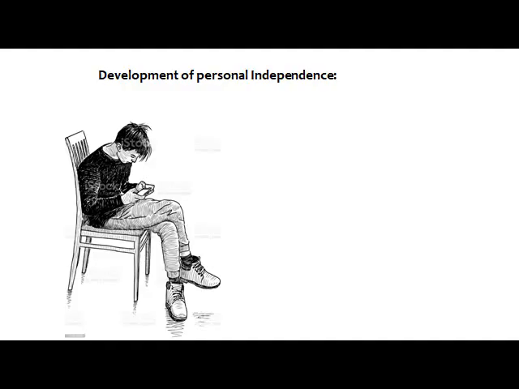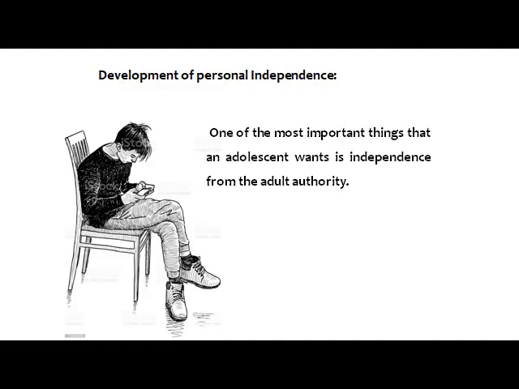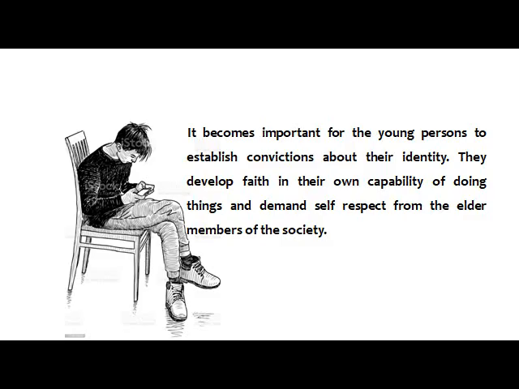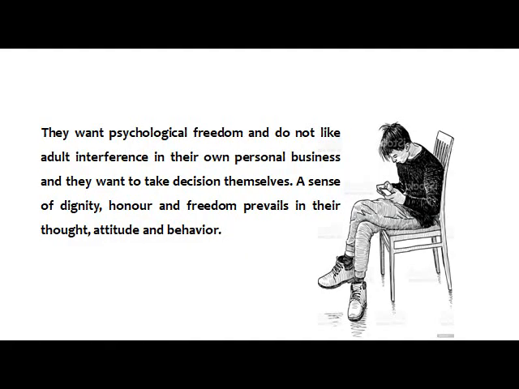Development of personal independence. One of the most important things that an adolescent wants is independence from the adult authority. It becomes important for the young persons to establish convictions about their identity. They develop faith in their own capability of doing things and demand self-respect from the elder members of the society. They want psychological freedom and do not like adult interference in their own personal business, and they want to take decisions themselves. A sense of dignity, honor and freedom prevails in their thought, their attitude and behavior.